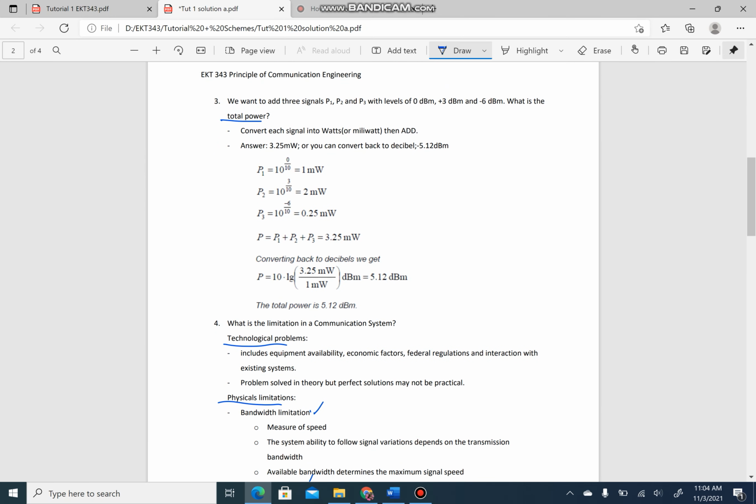Question number 3, you need to calculate the total power of the given signal. That signal is given in a dBm value. So convert each signal to watt or milliwatt, then add them together. Then convert the total value back to decibel. So you get the total power of about 5.12 dBm.